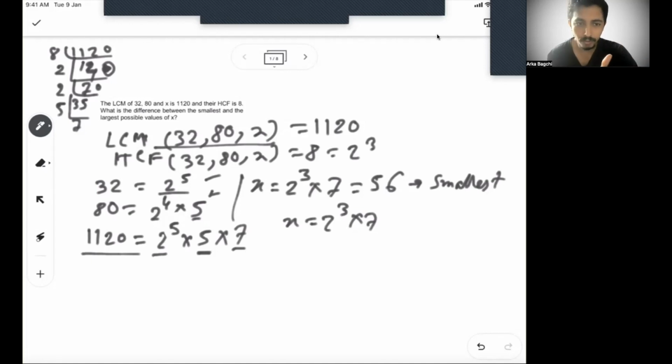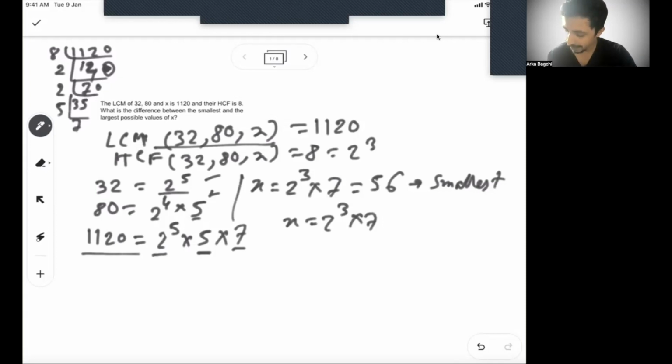So for 2, out of all the 3, 32, 80 and x, the highest power is 5. That is coming in 1120. For 5, the highest power can max be 5 to the power 1. That's why it is only 5. 7 also, the highest power can only be 7 to the power 1. That's why 1120 has 7 to the power 1. If I put 7 square or 7 cube, then it will not be 1120.